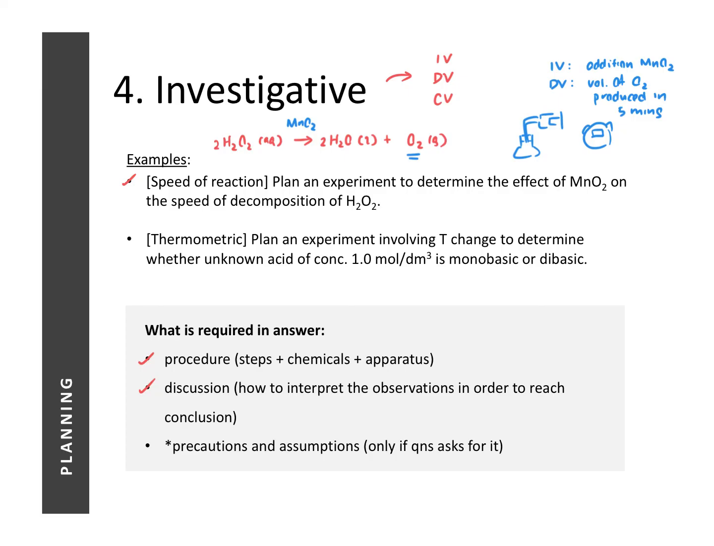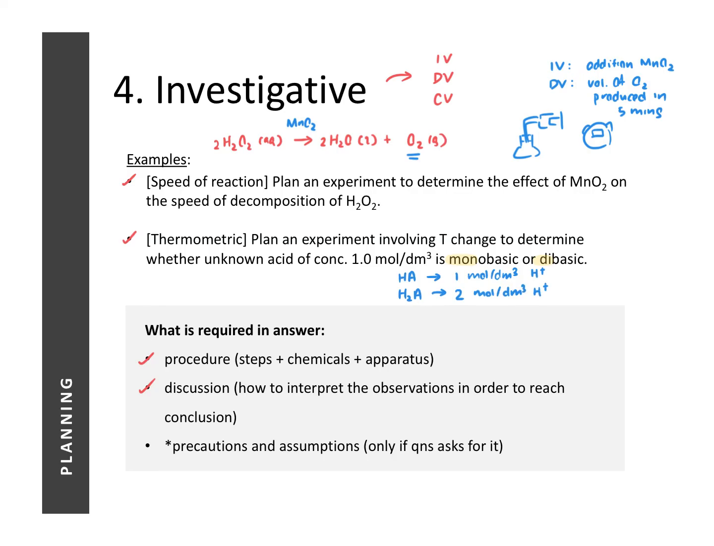A second example is this: to plan an experiment involving temperature change to determine whether an unknown acid with a specific concentration is mono- or dibasic. Now, at first glance, it may seem like a very unfamiliar planning. But essentially, the concept involved is this: if the acid is a monobasic acid, then when we have 1 mol/dm³ of the acid, we'll have 1 mol/dm³ of hydrogen ions. And if it's a dibasic acid, then we would have 2 mol/dm³ of hydrogen ions.